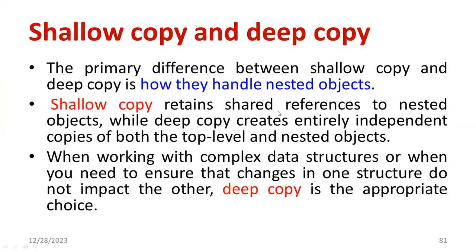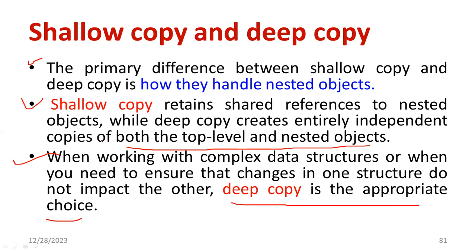Shallow copy retains the shared references to the nested object, while deep copy creates entirely independent copies of both the top level and the nested object. That means when we try to modify it, the appending operation we have done, then we could modify it. But when you are working with a complex data structure, or when you need to ensure that changes to one structure do not impact the other, deep copy is the appropriate choice. Okay, that we verified with the help of a simple program. So this is regarding shallow copy and deep copy.